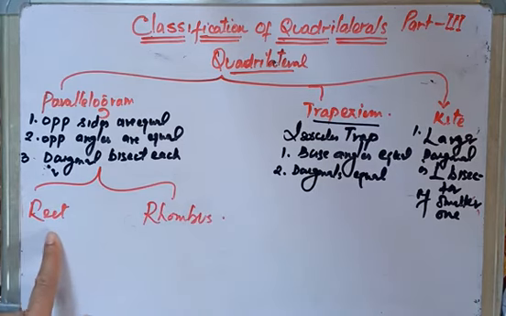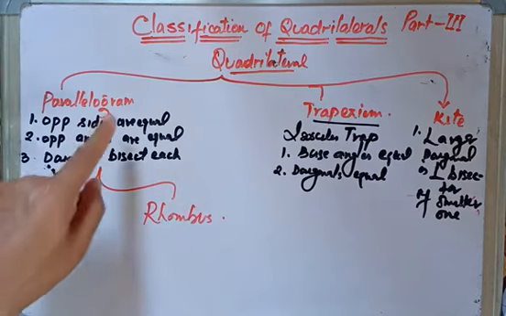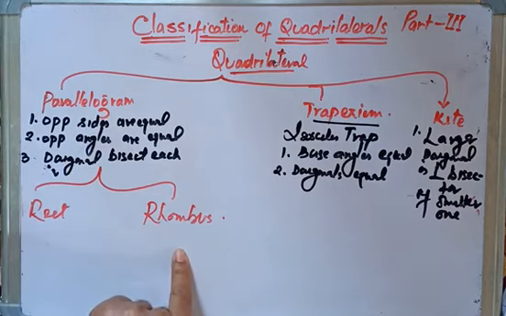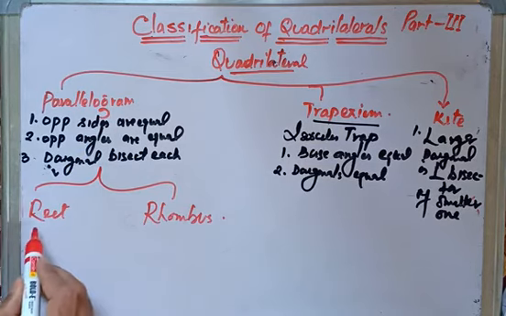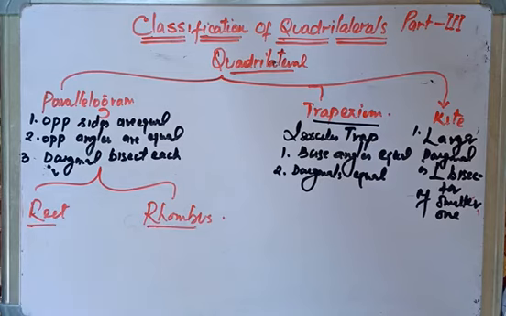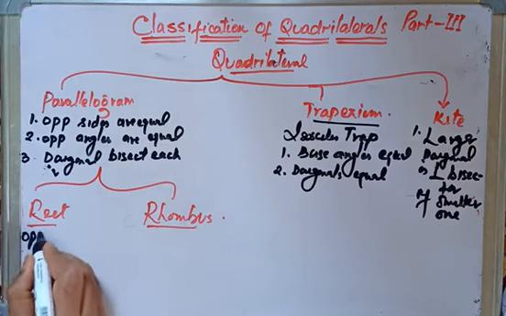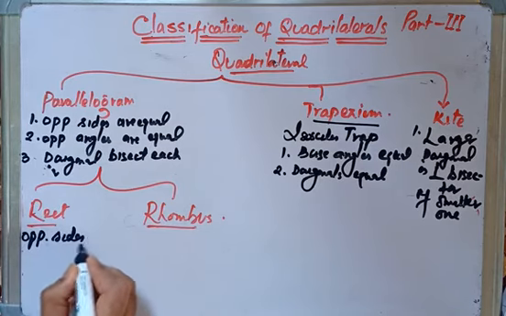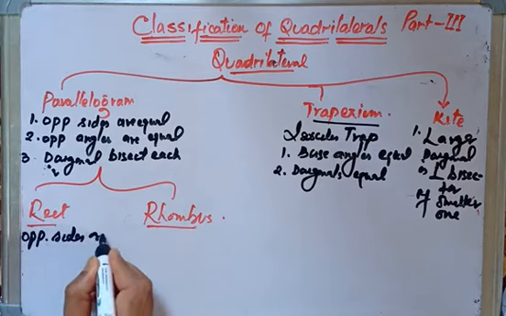We also modified the parallelogram into a rhombus with respect to its sides, right? When we modify the parallelogram with respect to its angles, we get the rectangle. When we modify the parallelogram with respect to its sides, we get a rhombus. In a rectangle, we talked about the various properties. Number first was opposite sides are equal. This is the first property.